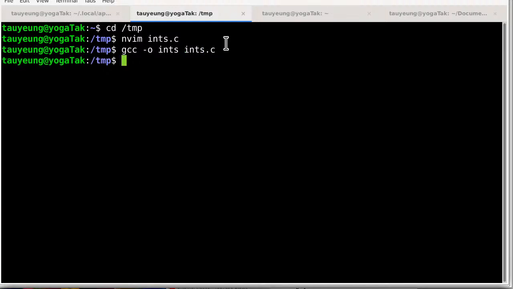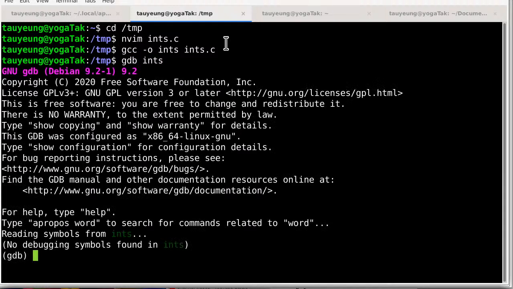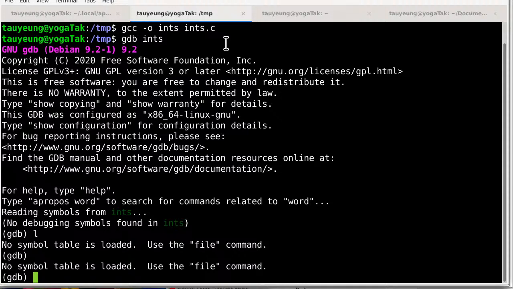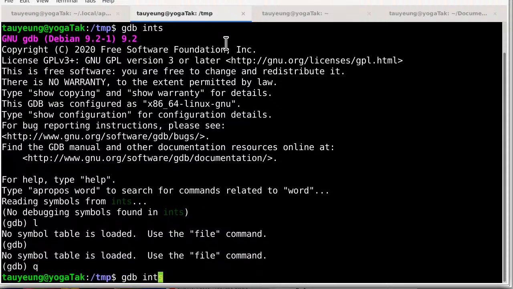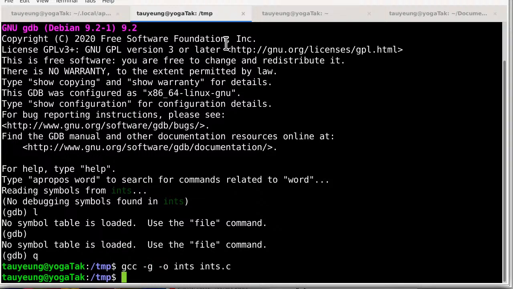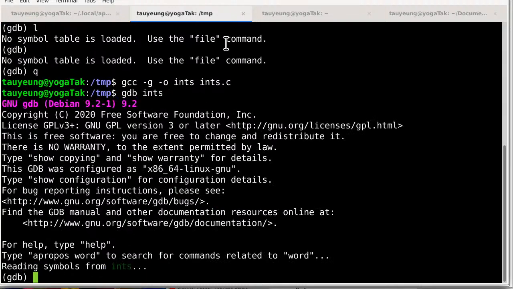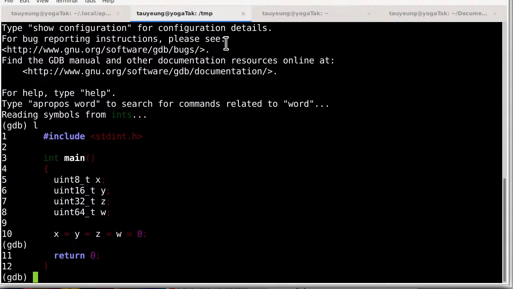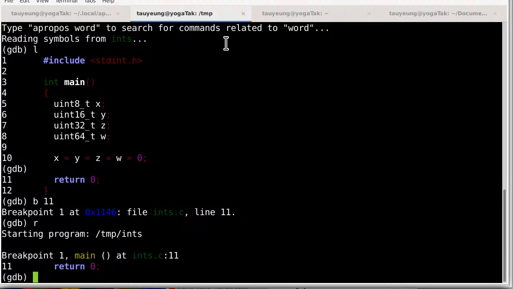There we go. And then we use GDB to take a look at this program when it executes. Oh, I forgot to compile with -g, which includes the debug symbol table. So now we can actually look at the source code. And I'll put a breakpoint on line 11 and run the program. Now the program has paused on line 11.